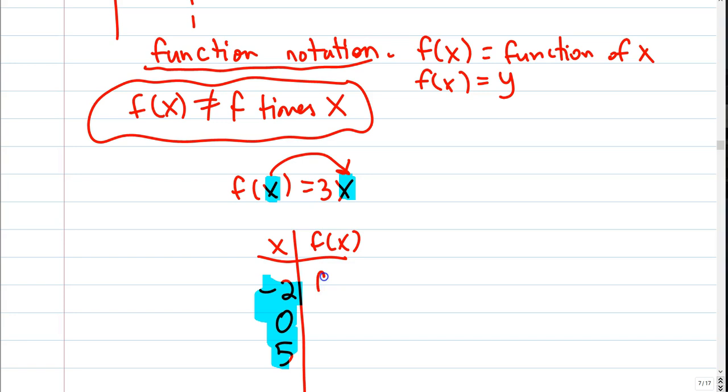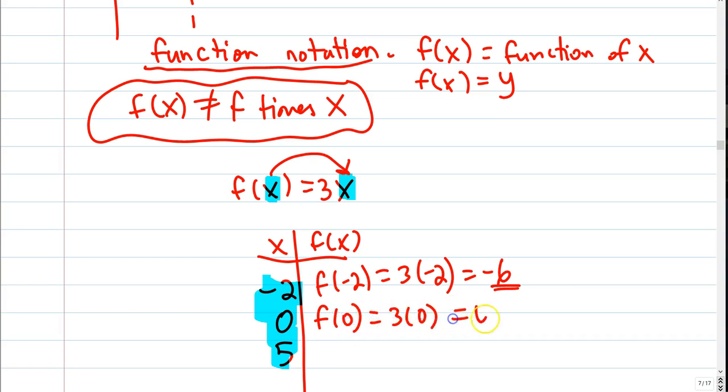So f of negative 2 would mean 3 times x, 3 times negative 2, which is negative 6. This is our x value, this is our y value. When I plug in a negative 2, I get negative 6. F of 0 would be 3 times 0, or 0. Notice we're not able to solve for f, and that's because that's not f times x. F of 5 would mean 3 times 5. 3 times 5 is 15.